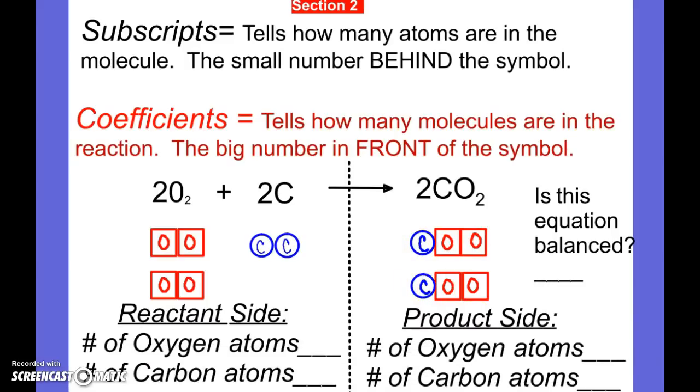And then on the reactant side, the total number of oxygen atoms, if we count them up, is 1, 2, 3, 4. So we would write on the reactant side we have 4 oxygen atoms. And the total number of carbon atoms is 2. On the product side, oxygen atoms 1, 2, 3, 4, we have 4. Carbon atoms 1, 2, still 2. Is this equation balanced? We would say absolutely yes, because the mass of the reactants is equal to the mass of the products. Pause, highlight, write a question.